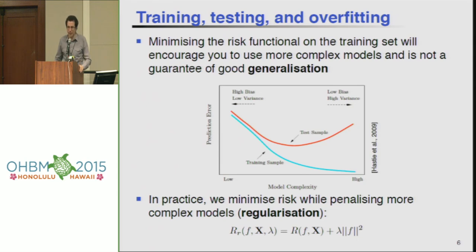Yes, exactly. Lambda will correspond roughly to how costly it is to have a complex model along the bottom axis.